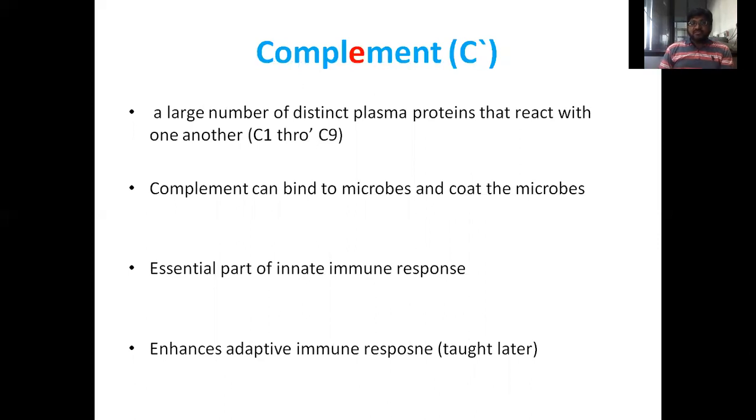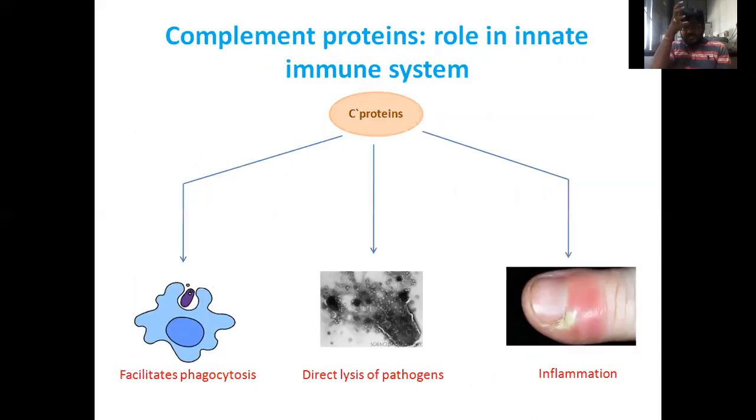Complement. This is a very important third line defense system of innate immunity. A large number of distinct plasma proteins that react with one another, known as the C1 to C9 cascade of C proteins. Complement can bind to the microbes and coat the microbes. It is an essential part of the innate immune response and enhances the adaptive immune response, taught later. This is the complement protein role in innate immunity.